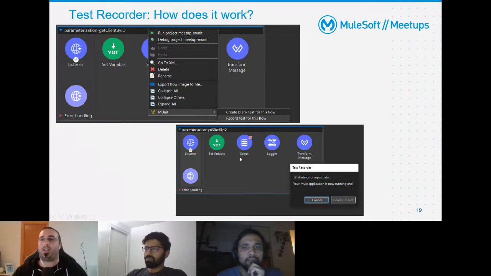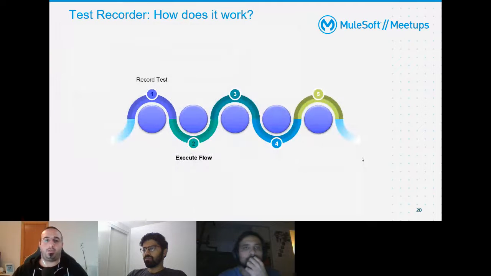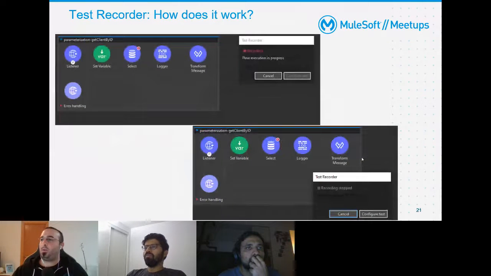For example, if we expose an HTTP listener, we execute the flow calling it from a client like Postman, Swagger UI, whatever you want to use. So that will be the second step, execute the flow. When you execute the flow, when you send the request, let's say from Postman, you will be able to see that this window changed the message to recording. Here it is taking all the information as it passes through the application.